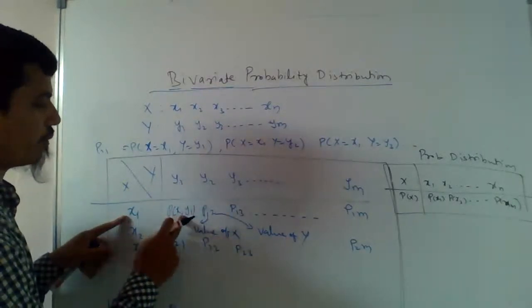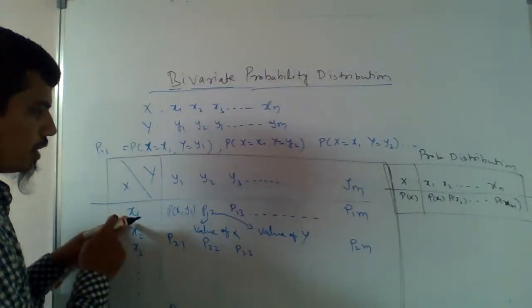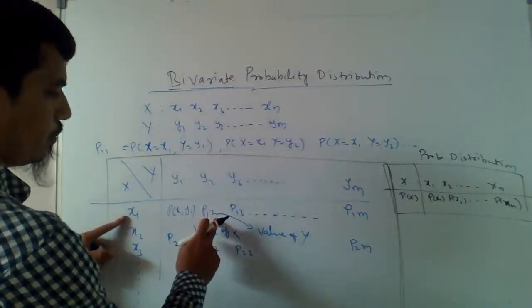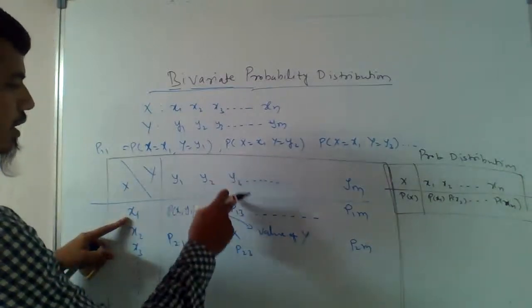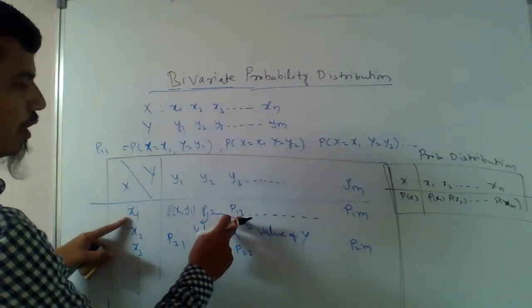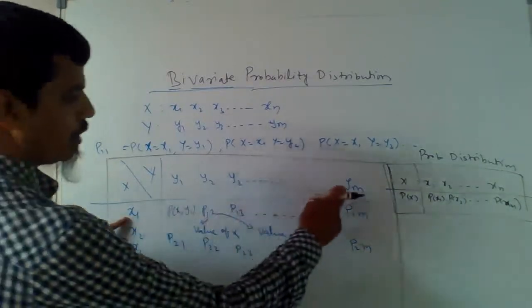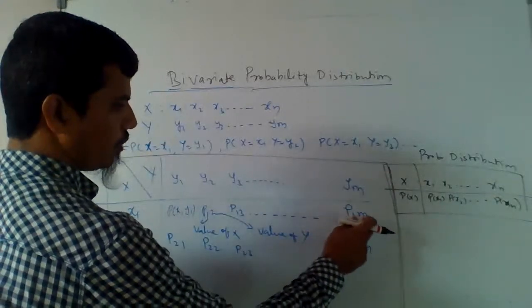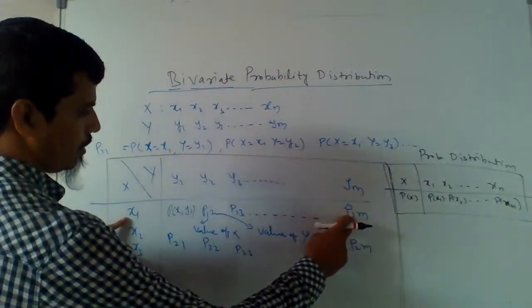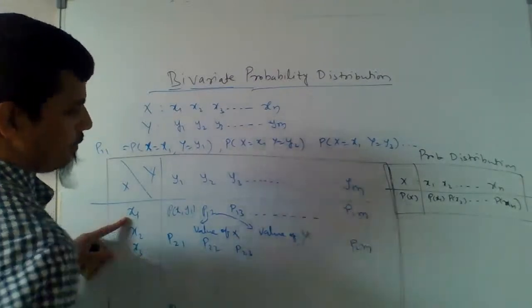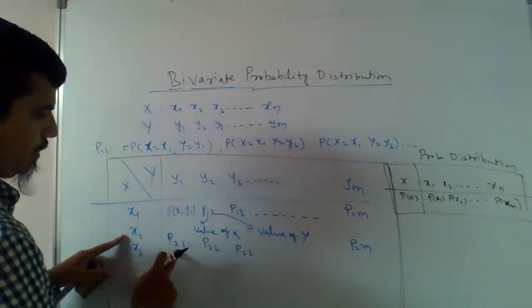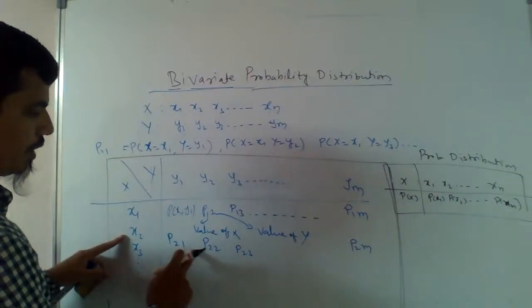The probability is written here at the intersection of these two. For example, x takes value x1 and y takes value y2, so it is written here as p of 1, 2. If x takes value x1 and y takes value y3, it's written as p of 1, 3. Where x takes x1 and y takes ym, it is p of 1, m. Similarly, this one, where x takes the x2 value and y takes y1, is p of 2, 1, and so on.